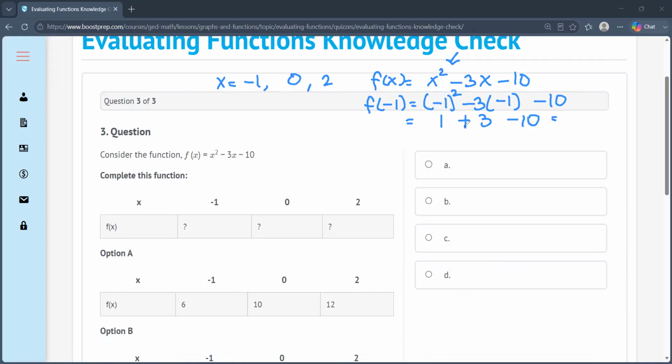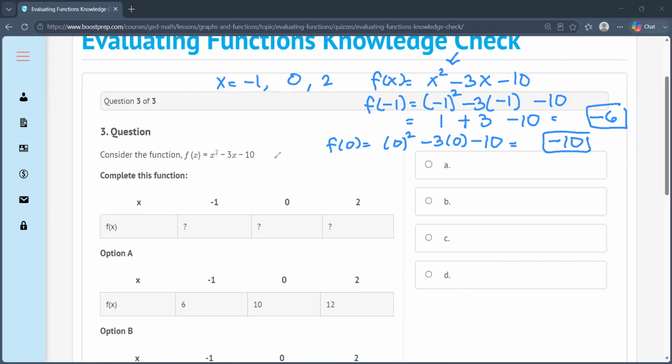When you put it all together, what's 1 plus 3? 4. And then minus 10 is -6. Okay, so one of our outputs is -6. Now let's keep going. There are two more x values. Let's plug in 0. Wherever you see x, plug in 0. So it's 0 squared minus 3 times 0 minus 10. 0 squared is 0, -3 times 0 is 0, and you're left with -10.